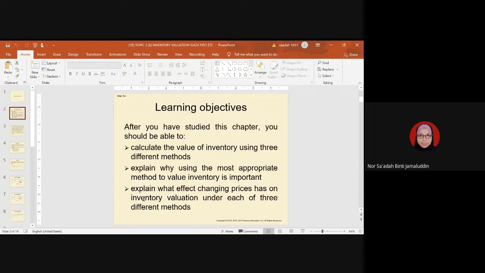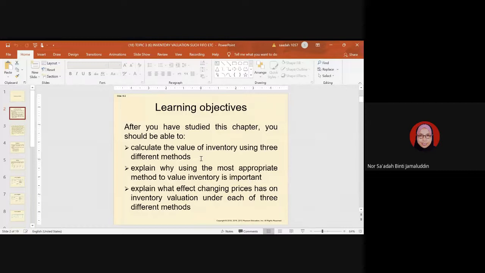This is the learning objective for this subtopic. After you have studied this chapter, you should be able to calculate the value of inventory using 3 different methods. In order to calculate the value of your inventory, we have 3 different methods. So today we will learn about the 3 different methods.